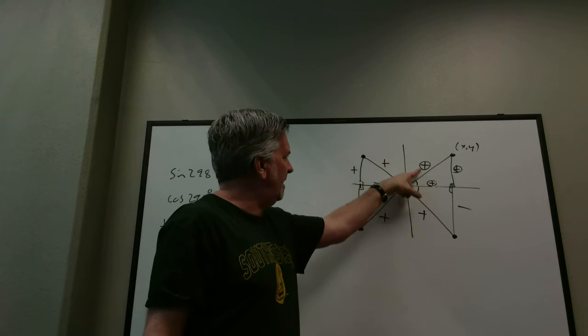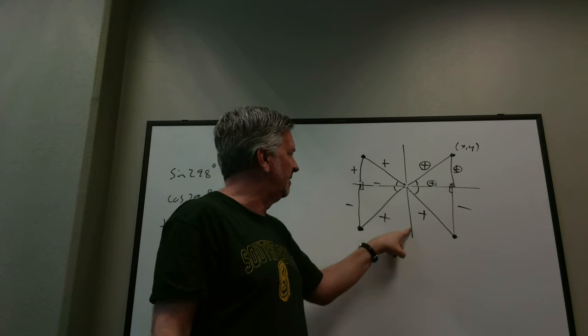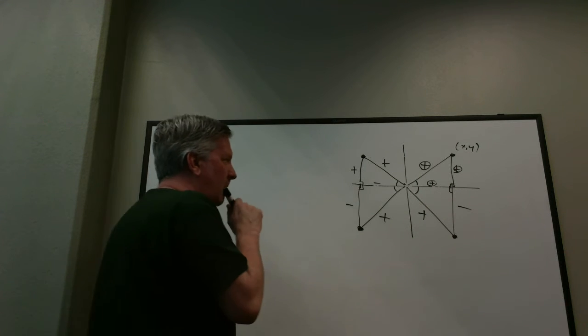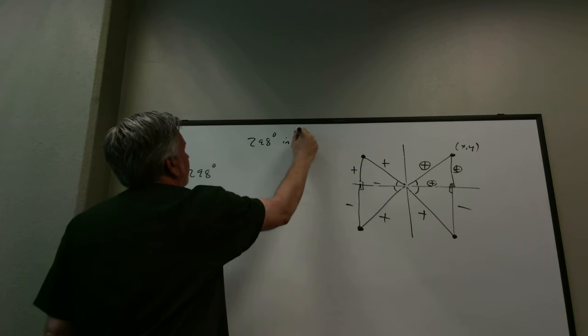Now, where was this angle here? It's 90 and 90 and 90. That's 270 degrees. So we need to go past 270. So 298 is in the fourth quadrant. Okay? So 298 degrees is in quadrant 4.